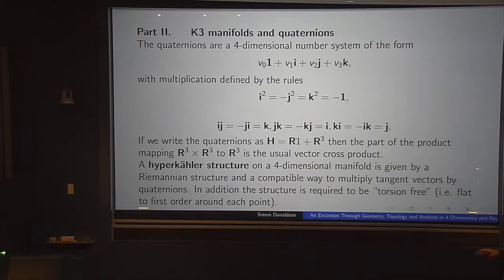We should also stick in a Riemannian structure, a way of measuring lengths, which is compatible in an obvious way with this quaternionic structure. But in addition, the whole bunch of stuff is supposed to satisfy a natural equation, that the structure is what's called torsion-free, which we won't go into. It essentially just says that it's flat to first order, that it agrees with the flat model to first order in a suitable set of coordinates around any point. But we won't attempt to define that notion more.